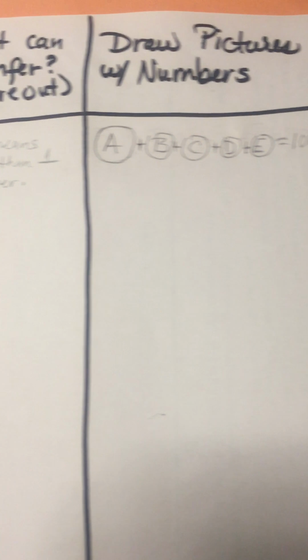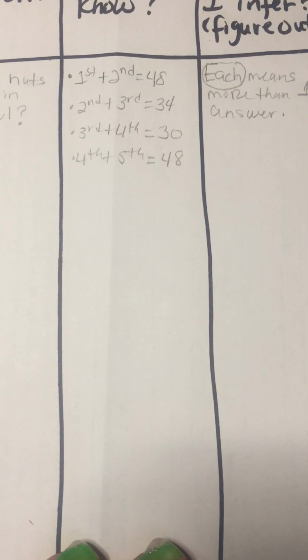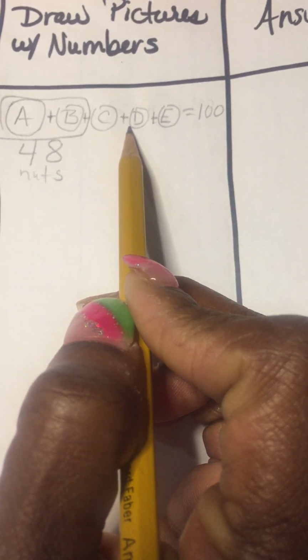Now let's go back to what we know. We know that the first and second bowls together contain 48. So I'm going to circle or put a box around the first and second bowls. And I know that they contain 48 nuts. The second and third bowls contain 34. The third and fourth bowls contain 30. The fourth and fifth bowls also contain 48. I'm going to go back here and put a box around the fourth and the fifth bowl. These also contain 48 nuts.